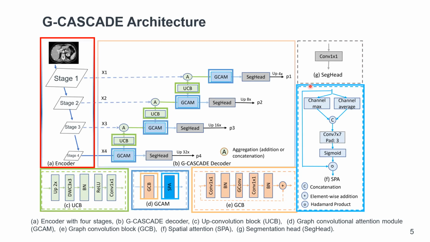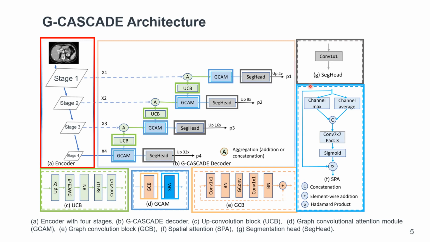Then we use an efficient up-convolution block to upsample the refined feature maps and aggregate with the skip connection, then progressively upsample and get the final output. We use a segmentation head to generate 4 segmentation outputs from 4 stages.